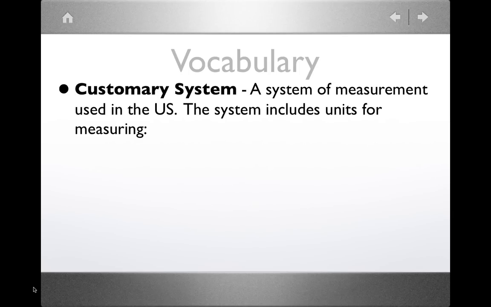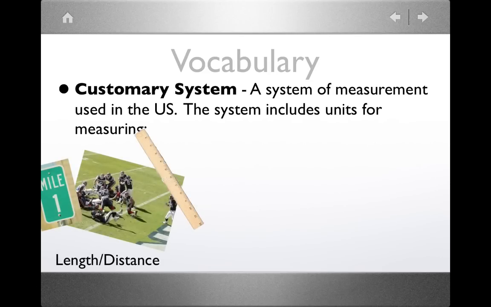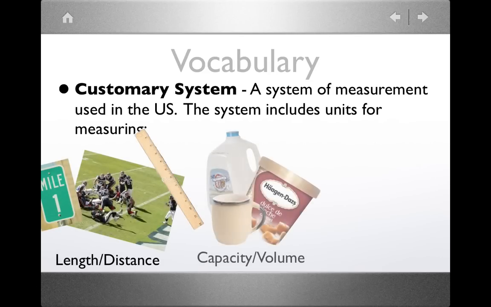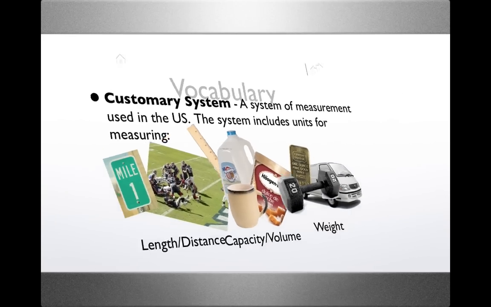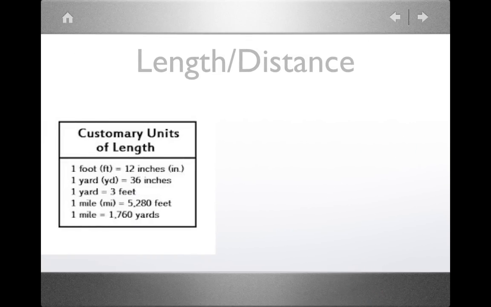So the customary system is a system of measurement used in the U.S. The system includes units for measuring length and distance, capacity and volume, and weight. And we've kind of gone through some of this stuff already. A little refresher. Here we have length and distance. So here's a nice little conversion chart. 1 foot is 12 inches. 1 yard is 36 inches. 1 yard is 3 feet, 1 mile is 5,280 feet, and 1 mile is 1,760 yards.